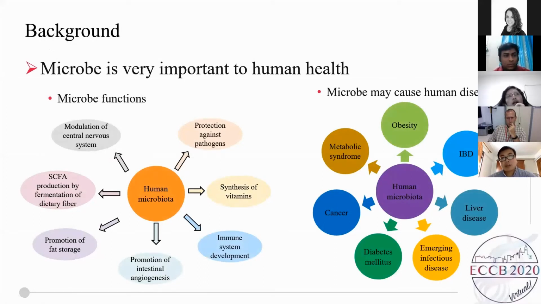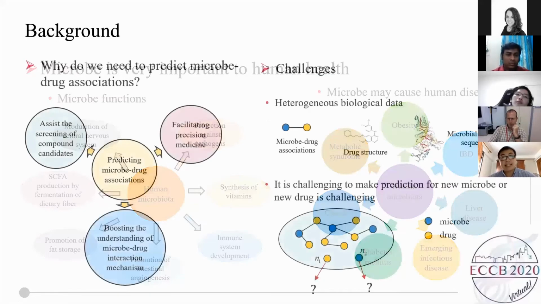Micro is very important to human health. For example, it can protect against the pathogens, generate essential vitamins, facilitate the medicine precision, and so on. However, the imbalance of micro-communities can also lead to various human infection diseases, such as obesity, IBD, liver disease, and even cancer. Therefore, micro is considered as a new therapy target for precision medicine.